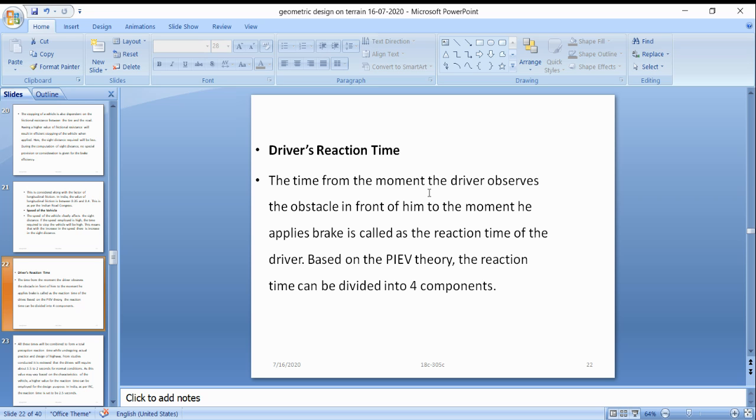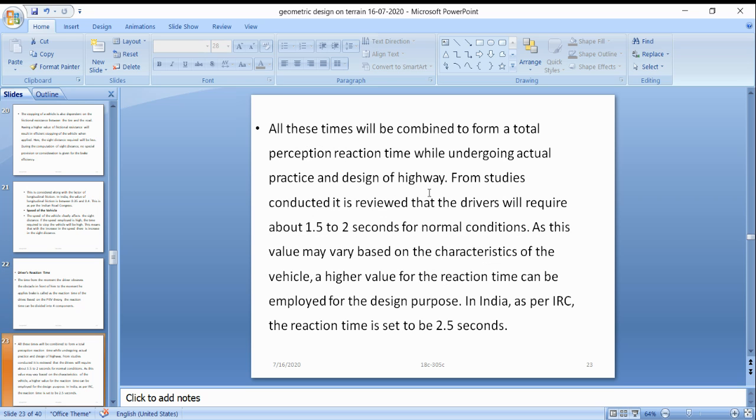Based on this, the PIEV theory will divide it into four components.